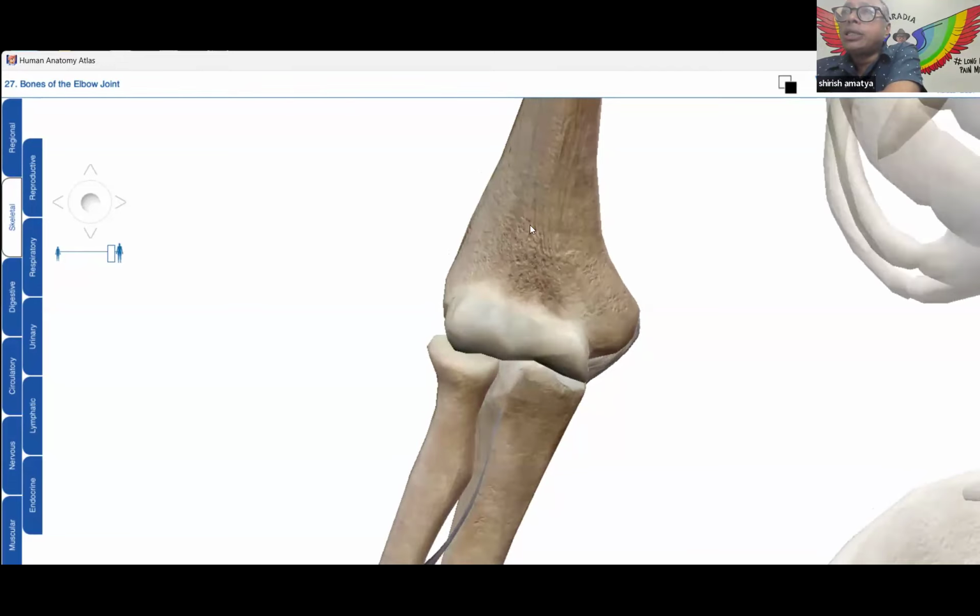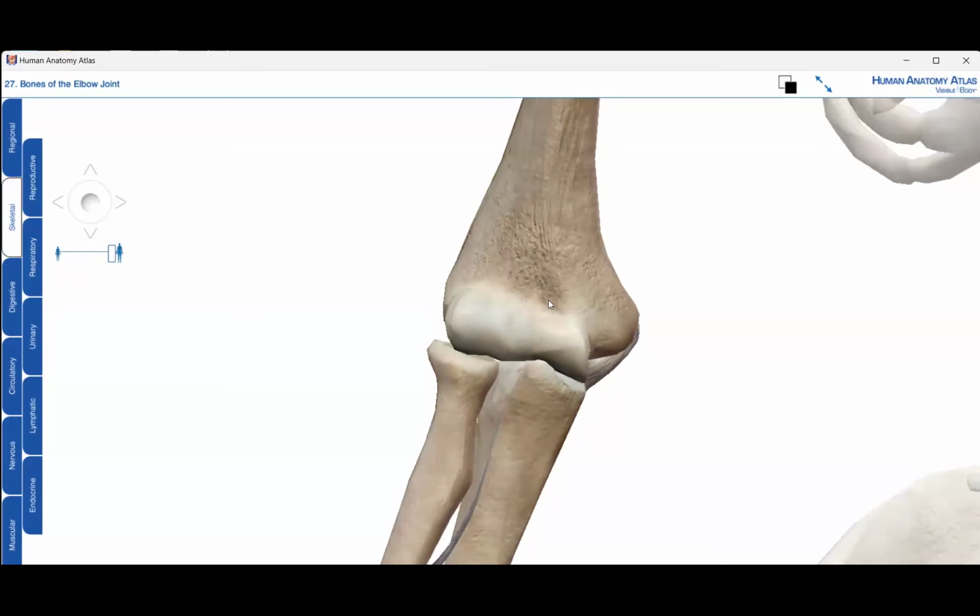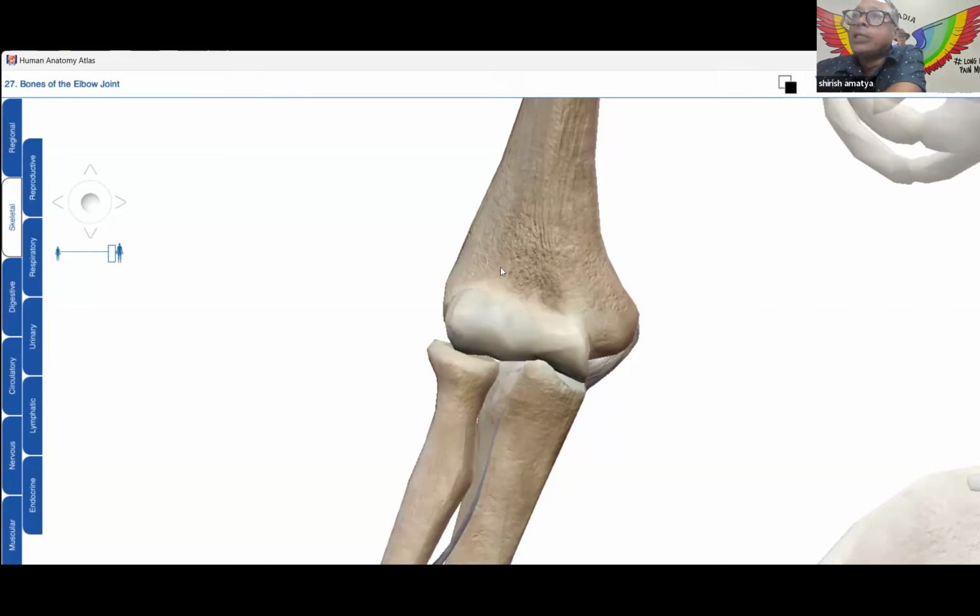fossa in the distal end of the humerus. This fossa is basically the coronoid fossa, because in this coronoid fossa, the coronoid process of the ulna will come into this fossa when the elbow is fully flexed. When the elbow is fully flexed like this, what I'm doing here, this coronoid projection will come into the fossa known as the coronoid fossa. In the lateral aspect also there is one small fossa here. This fossa is known as the radial fossa. In this radial fossa, the radius will come into this radial fossa when the elbow is completely flexed.